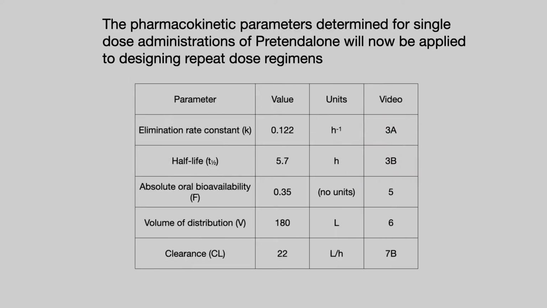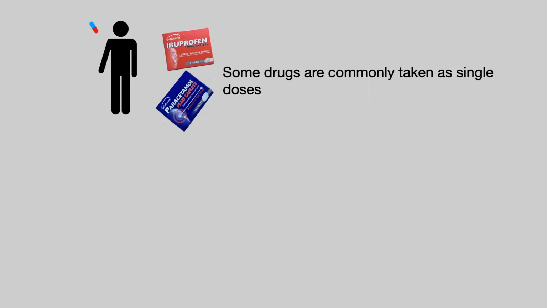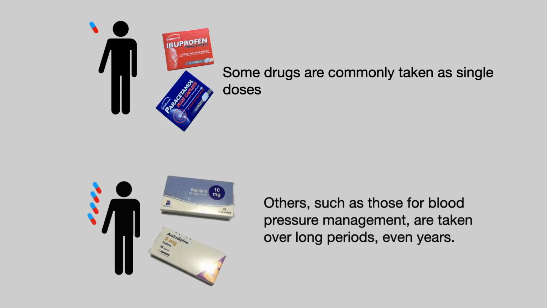In the previous videos, we looked at the pharmacokinetic parameters using a single dose administration of pretendolone. We are now going to use those parameters in the design of repeat dose regimens. Some drugs are intended to be taken as single doses, but probably the majority of drugs are intended to be taken as repeat administrations. For example, drugs used to control blood pressure can be taken over very long periods of time, years or sometimes even a lifetime.